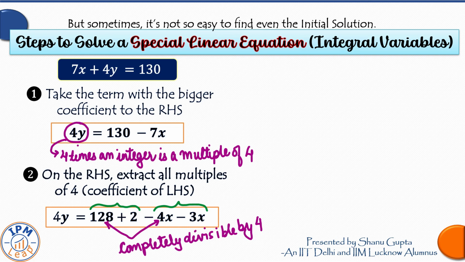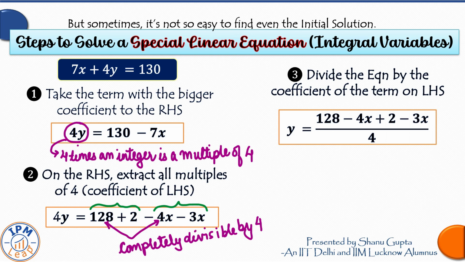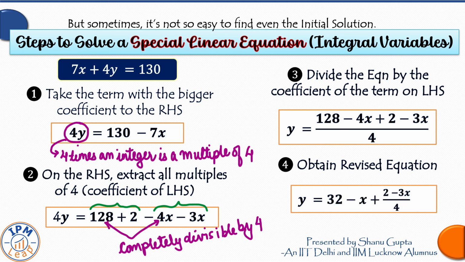Next, we divide the equation by 4 on both sides. In general, we divide by the coefficient on the left hand side, which is 4 here. So by design, these two terms are multiples of 4. We simplify the equation. Y is equal to 32 minus x plus (2 minus 3x) upon 4. This is our revised equation.